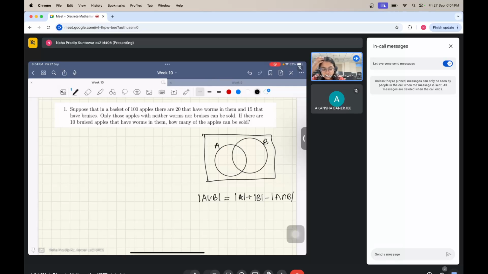The question given to you is: you have a basket of 100 apples, and you want to sell the fresh ones, but the basket has several apples that have worms in them, and several that have bruises. You want to sell the ones that do not have worms or bruises. Using this data, you want to find this count. Can you give it a try?